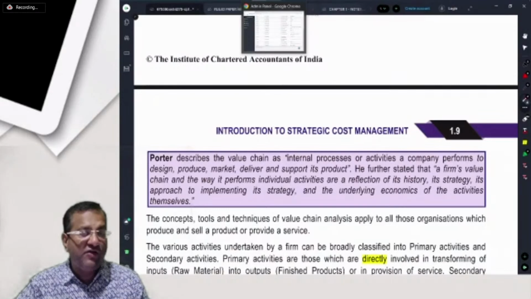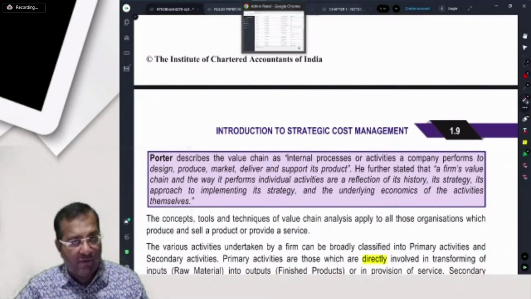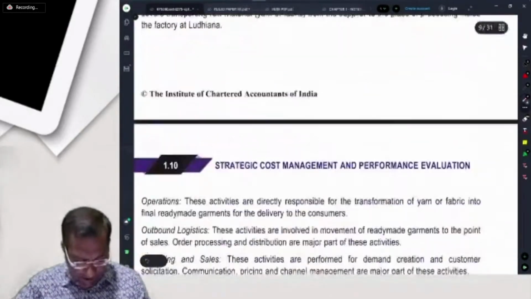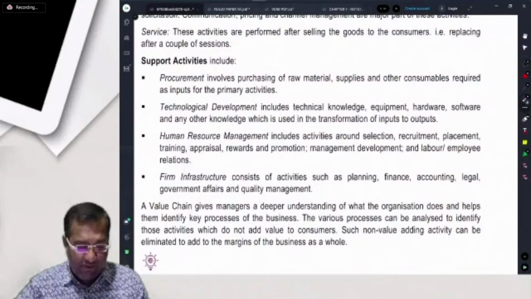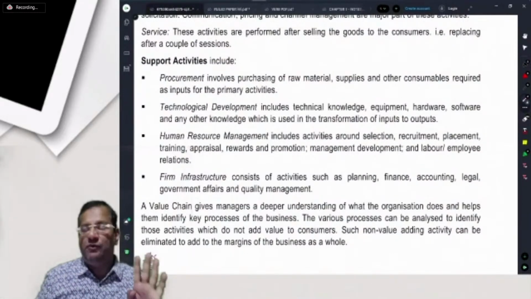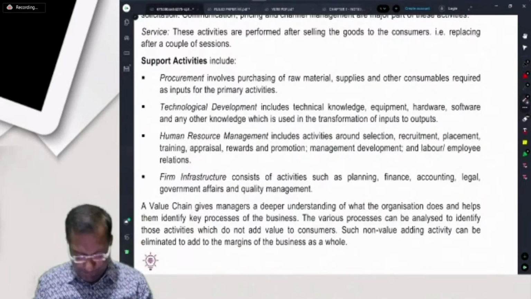And the last one is service. Service means once the product has been sold, the after sale service will be covered in the last primary activity, that is the service activity. Okay, beta, chalo. Now let us come to secondary activities. Secondary activities are also known as support activities. So there are total 4 secondary, that is the support activities.